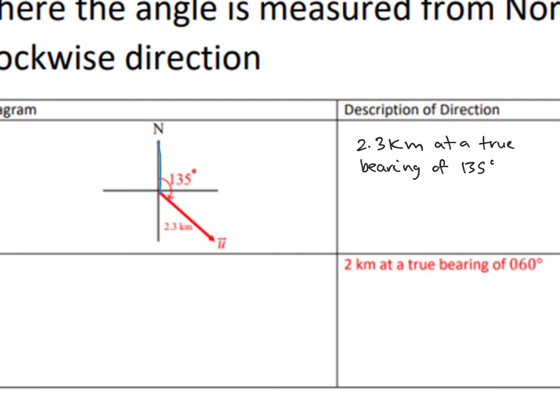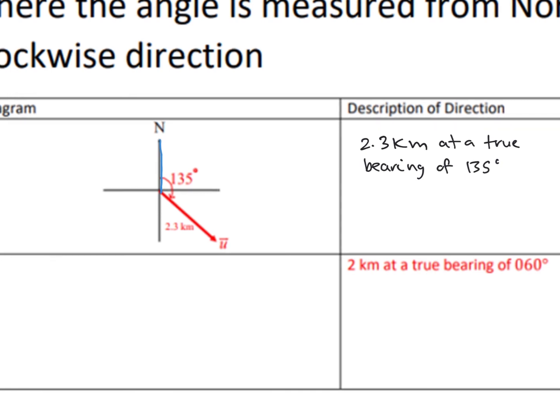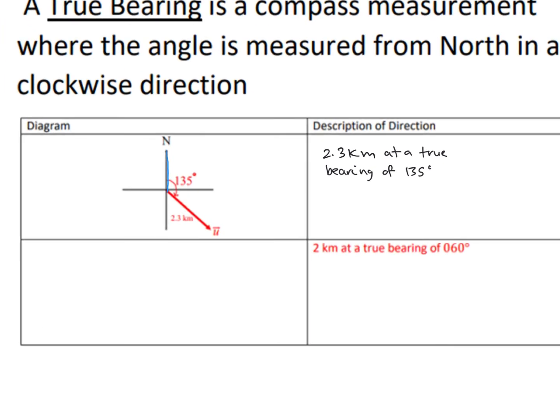If I wanted to draw the diagram of 2 kilometers at a true bearing of 060, we always use 3 numbers. So if there's a 0, that really means 60 degrees. I would draw my north, south quadrants. I would go 60 degrees from north, which would be in quadrant 1 here, and I'll label that as 60. Then I will put the length or the magnitude of that vector as 2 kilometers.